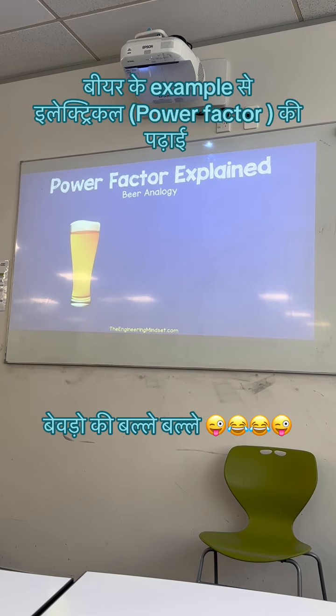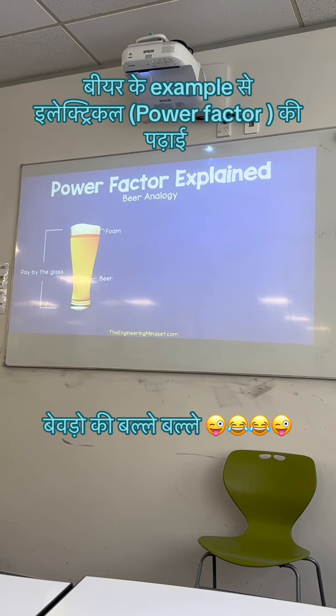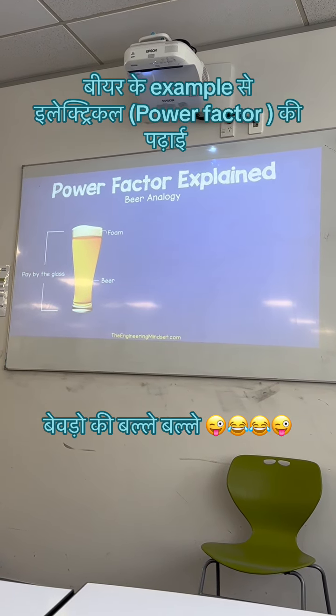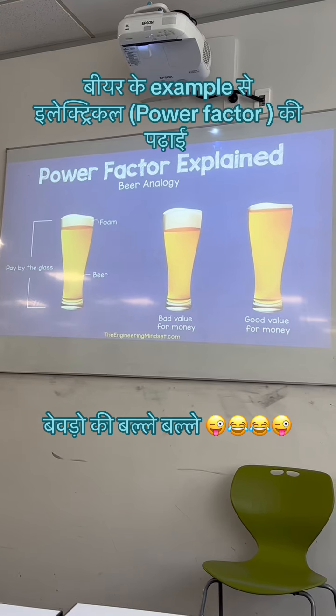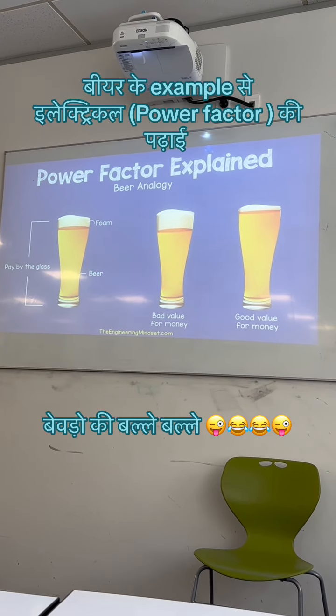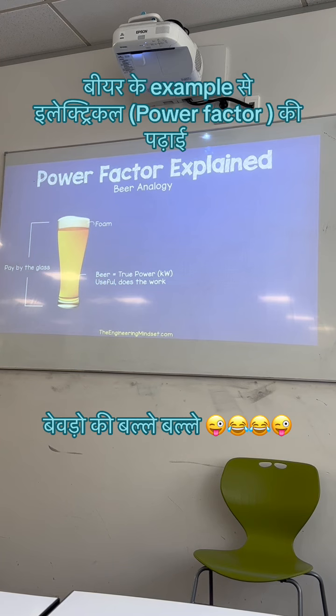My favorite analogy to explain this is to use the beer analogy. We pay for beer by the glass, but inside the glass there is both beer and foam. The more beer we have, the less foam there will be, so we get very good value for money. If there is a lot of foam, then there's not a lot of beer, and so we're not getting very good value for money. The beer represents our true power, or a kW, our kilowatts.